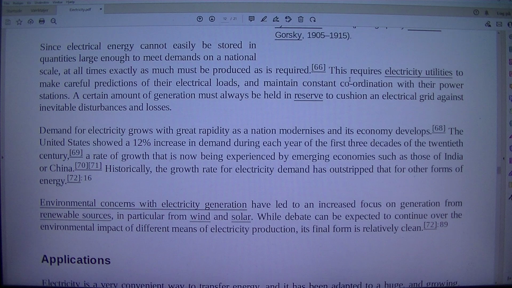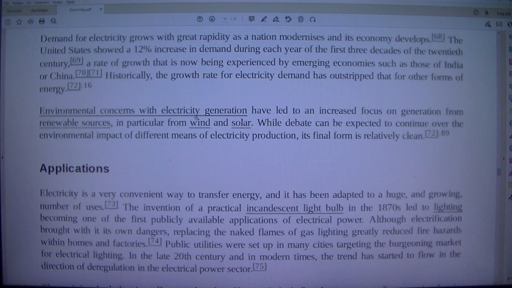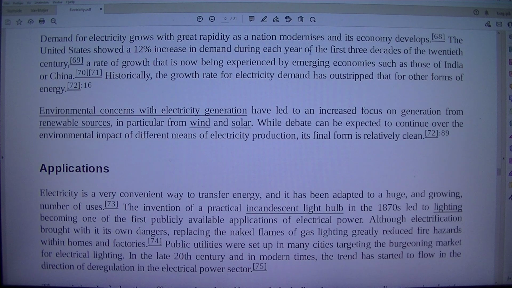This requires electricity utilities to make careful predictions of their electrical loads, and maintain constant coordination with their power stations. A certain amount of generation must always be held in reserve to cushion an electrical grid against inevitable disturbances and losses. Demand for electricity grows with great rapidity as a nation modernizes and its economy develops.